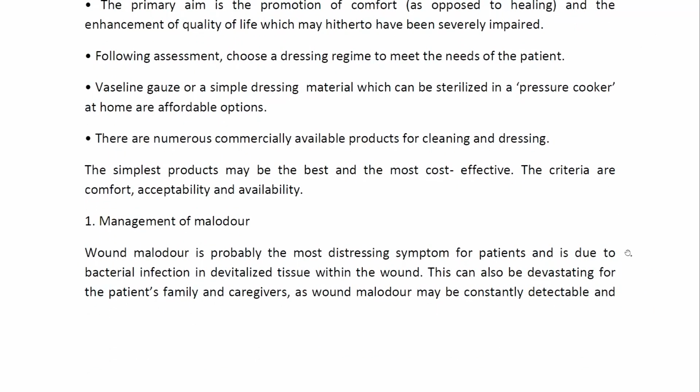Vaseline gauze or a simple dressing material which can be sterilized in a pressure cooker at home are affordable options. There are numerous commercially available products for cleaning and dressing. The simplest products may be the best and the most cost effective. The criteria are comfort, acceptability and availability.